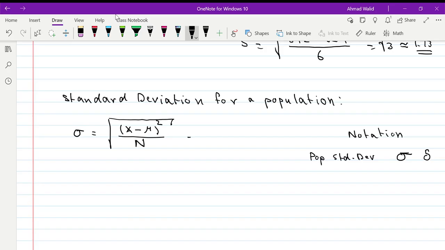There are some more properties, and also we will talk about a rule to know how much data we actually have around our mean, correct?